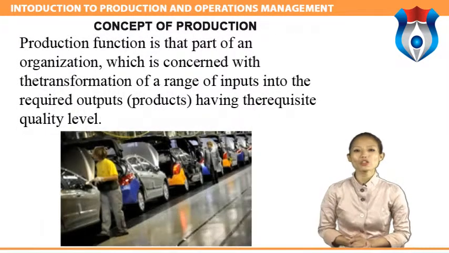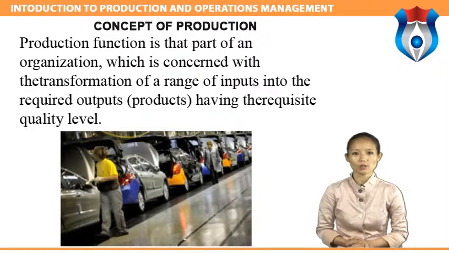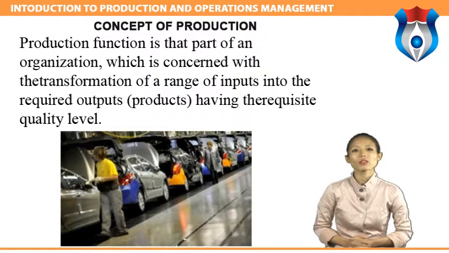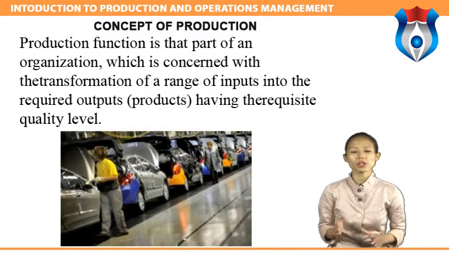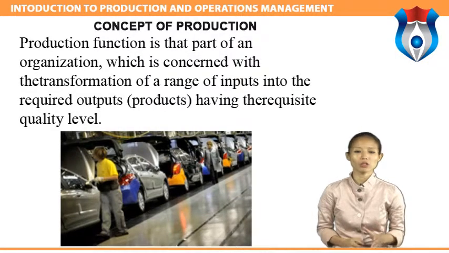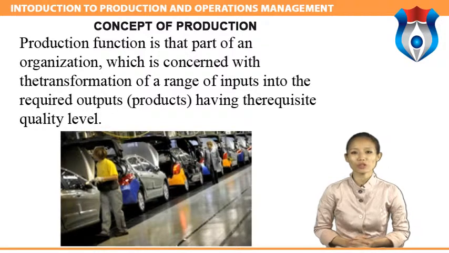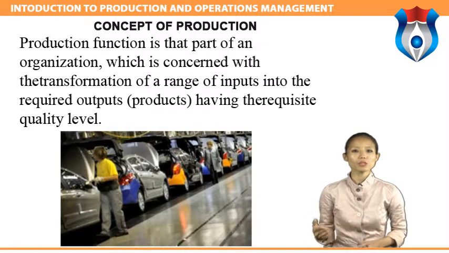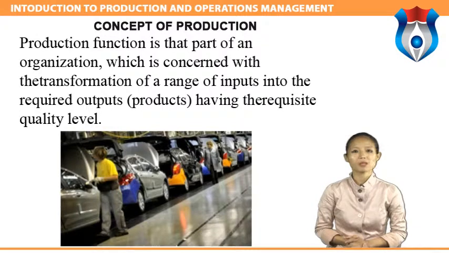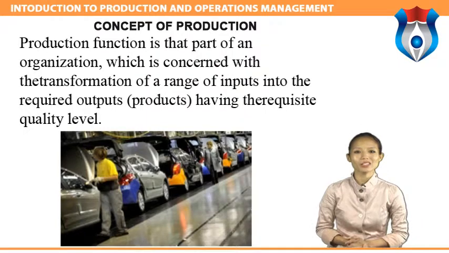Now moving on to the next topic, we will study the concept of production. Production function is that part of an organization which is concerned with the transformation of a range of inputs into the required outputs, products, having their requisite quality level. Production is defined as a step-by-step conversion of one form of material into another form through chemical or mechanical process to create or enhance the utility of the product to the user. This production is a value addition process. At each stage of processing, there will be value addition.